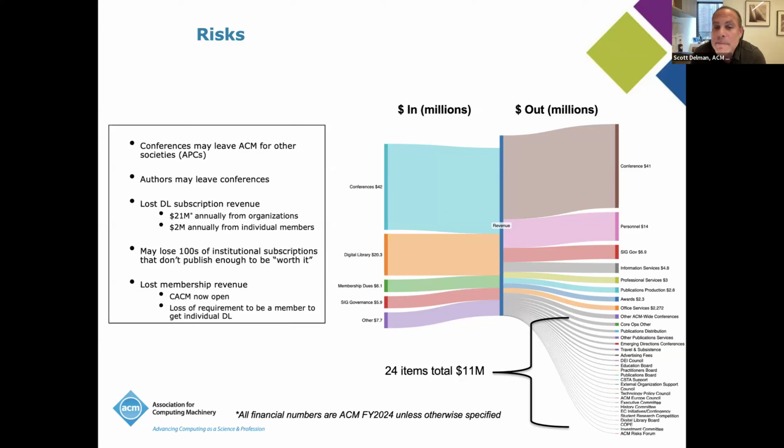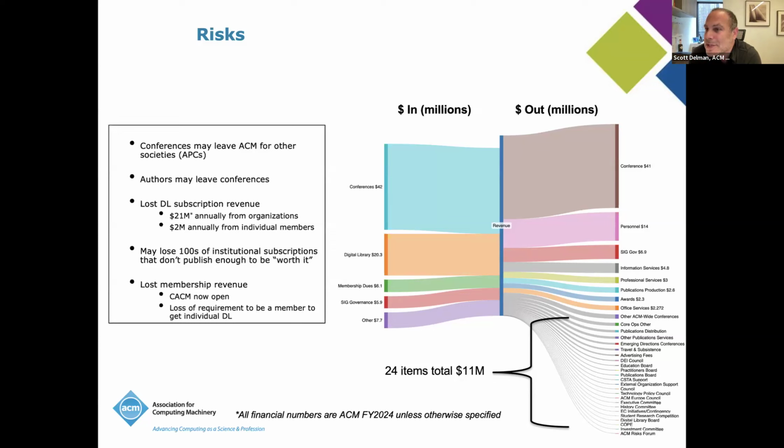But if you look on the left side of this interesting multicolored design, the left side is the income that ACM brings in, and the right side are all of the things that ACM spends money on.